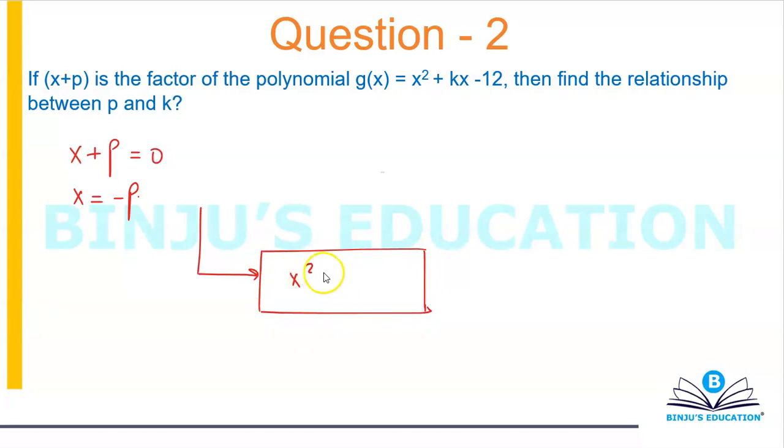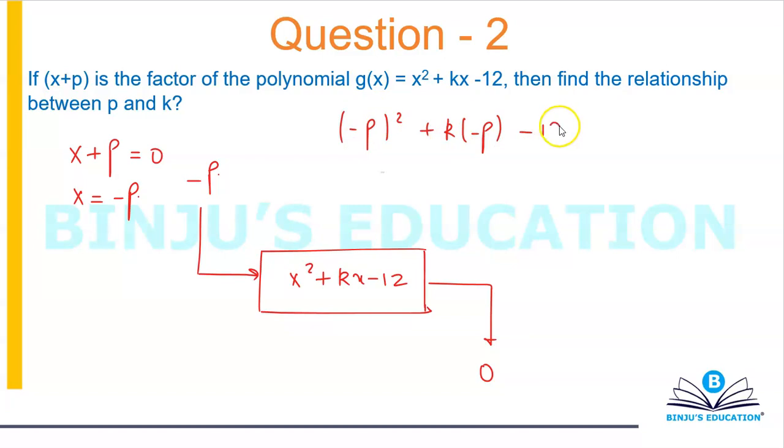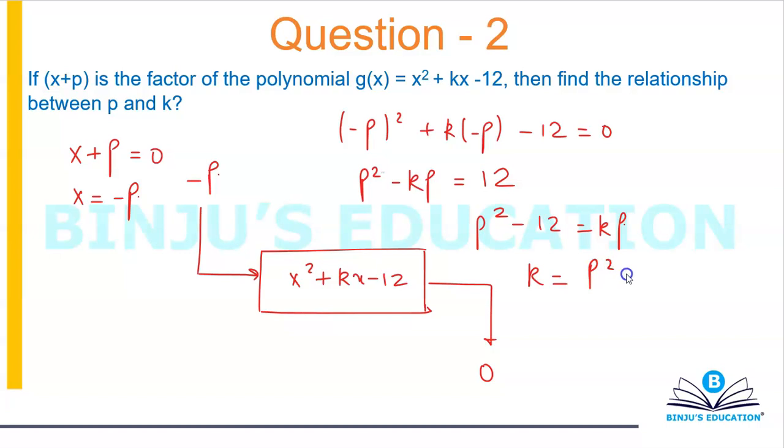So my function is x square plus kx minus 12 and my output is 0. My input is negative p. So let's plug in the value. Negative p square plus k into negative p minus 12 is 0. So p square minus kp, this will be equal to 12. Or I can write p square minus 12 is kp. This would be much better. And k is p square minus 12 by p, or you can write k is p minus 12 by p.